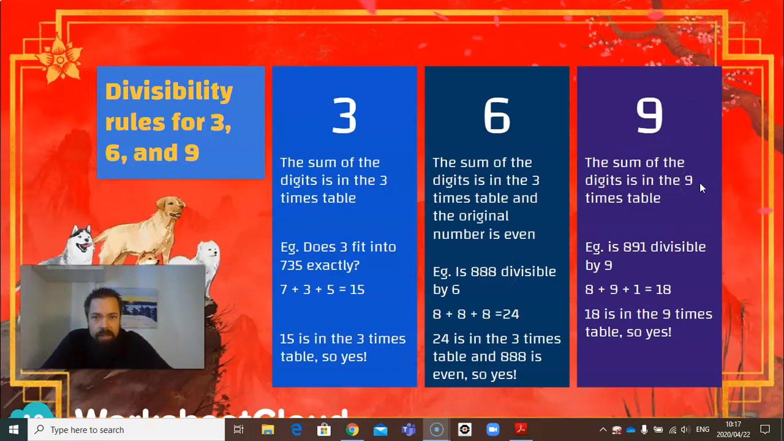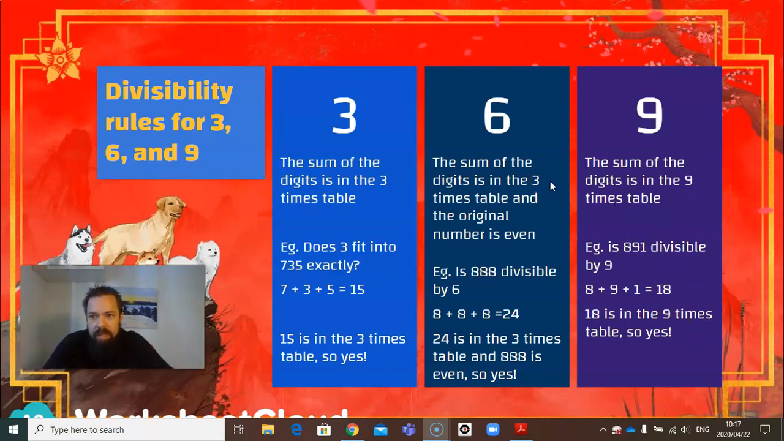The last one, similar to the 3, but this time we've got to add them together and see if the answer is in the 9 times table. So for example, if I've got 891 and I want to see if it's divisible by 9, I go 8 plus 9 plus 1. So I'm using the associative law and saying 9 plus 1 is 10, plus 8 is 18. 18 is in the 9 times table. And so yes, it is true that 891 is divisible by 9.